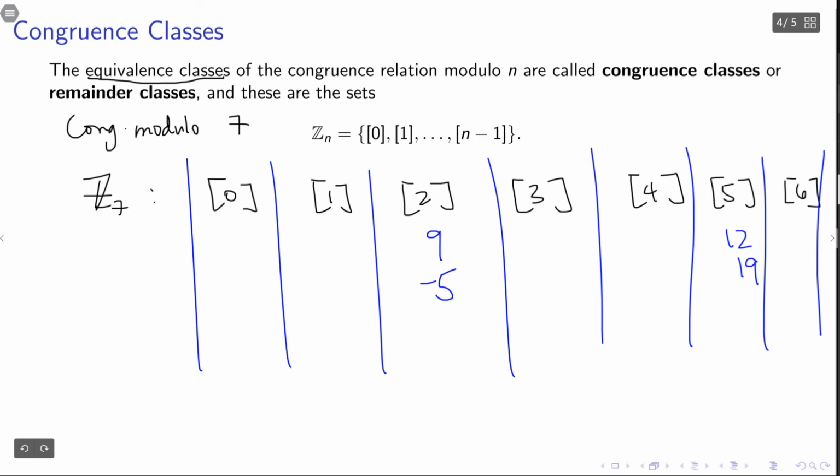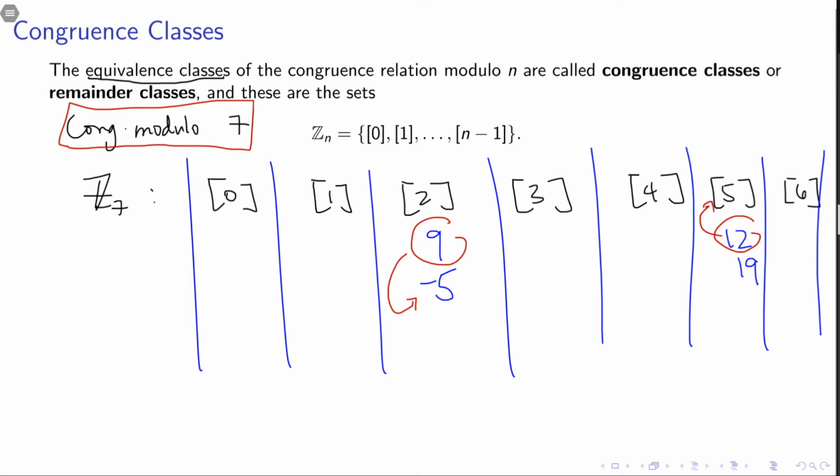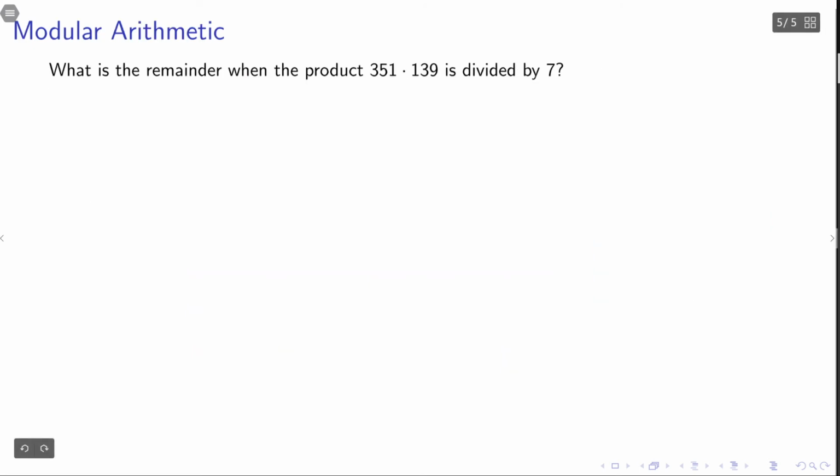And remember, what's nice about this is, in this particular relation, when we only care about the remainder of numbers, well, it turns out that when we're doing arithmetic with these numbers, we're actually allowed to replace any number within some congruence class with any other number in the same congruence class. So for instance, if I see 12, I can just replace it with 5 when I'm doing arithmetic under modulo 7. And I'll give an example here. What is the remainder when this product is divided by 7?